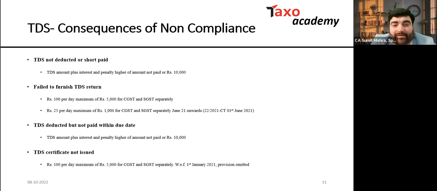Failure to furnish TDS return. Again, it's a heavy provision: 100 rupees per day, up to a maximum limit of 5,000.